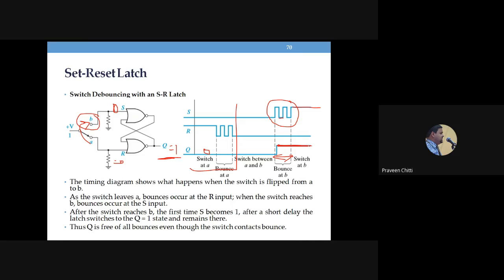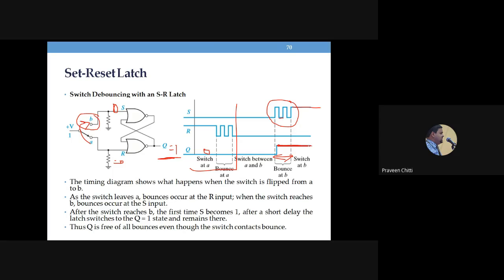So I hope it is clear how the key debounce problem is overcome. Key debounce means that whenever you are connecting a key to a particular input of the latch, there will be several transitions. Even though there are several transitions, the output of the latch will not change. It will assume the final value, and that itself is called solving the switch debouncing problem using the SR latch. The same thing happens when there are several transitions at R or several transitions at S. Like, if you assume the first case, when the switch is connected to R, it will become 1.